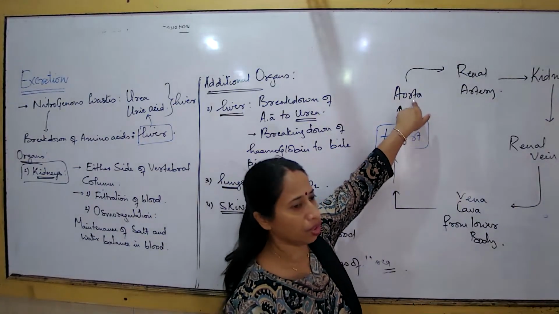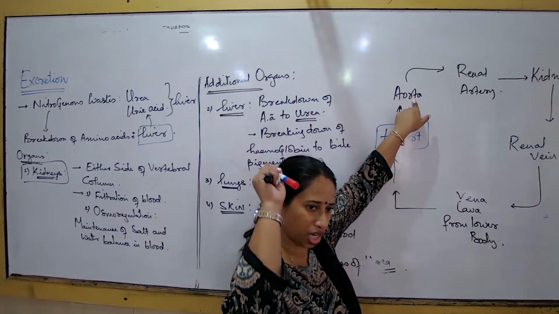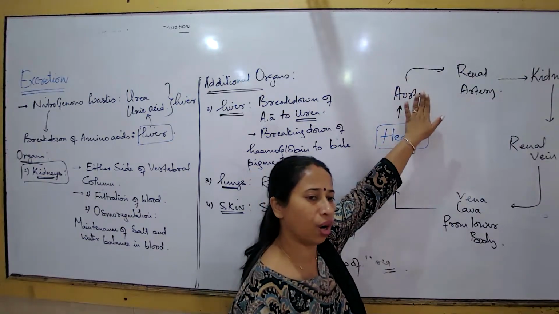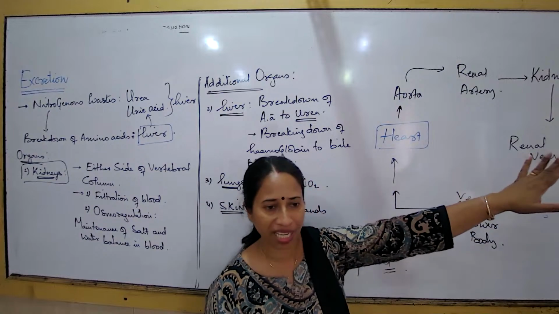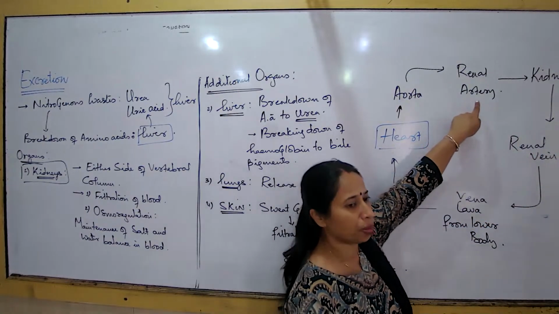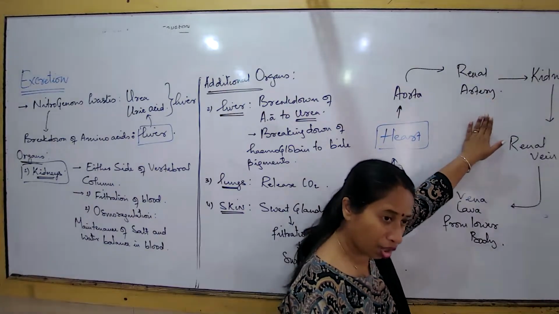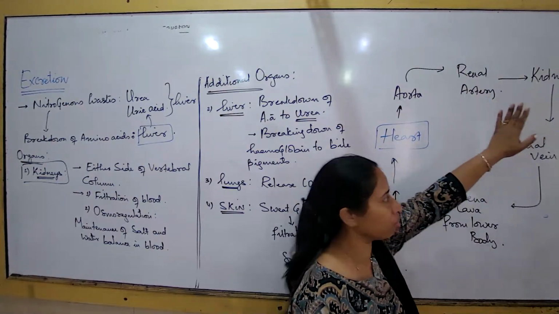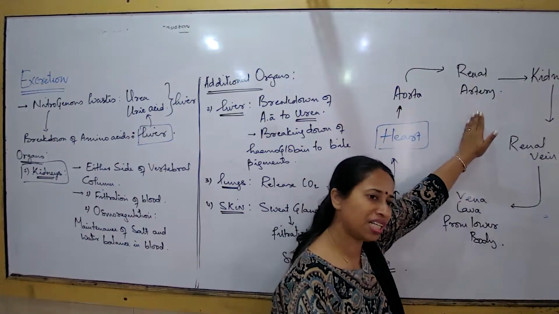Heart will always give rise to the aorta, the large artery. That artery will always divide into hundreds of branches. So right now, since we are studying kidneys, we are only talking about the branch of the aorta, which will carry blood to the kidney. So what is the name of that branch? Renal artery. What type of blood is renal artery carrying?